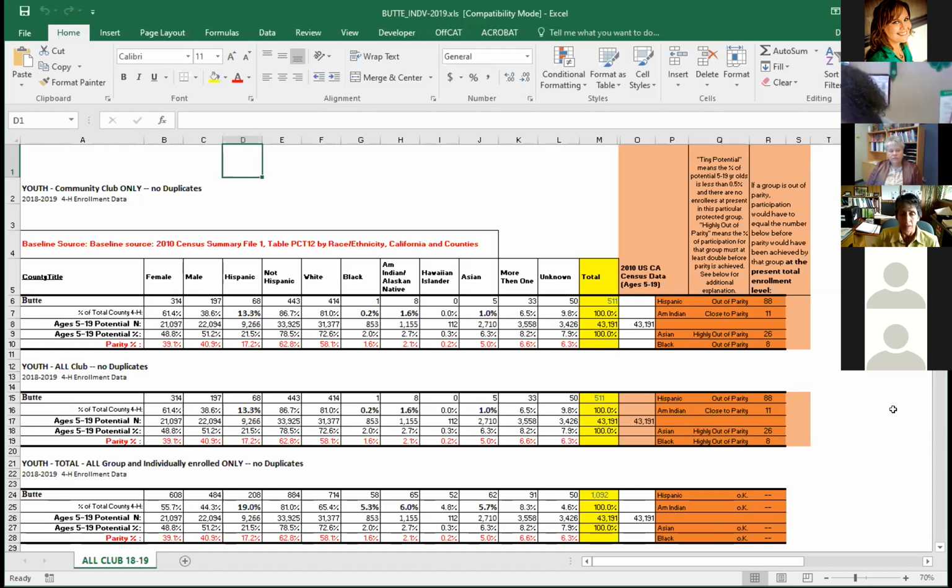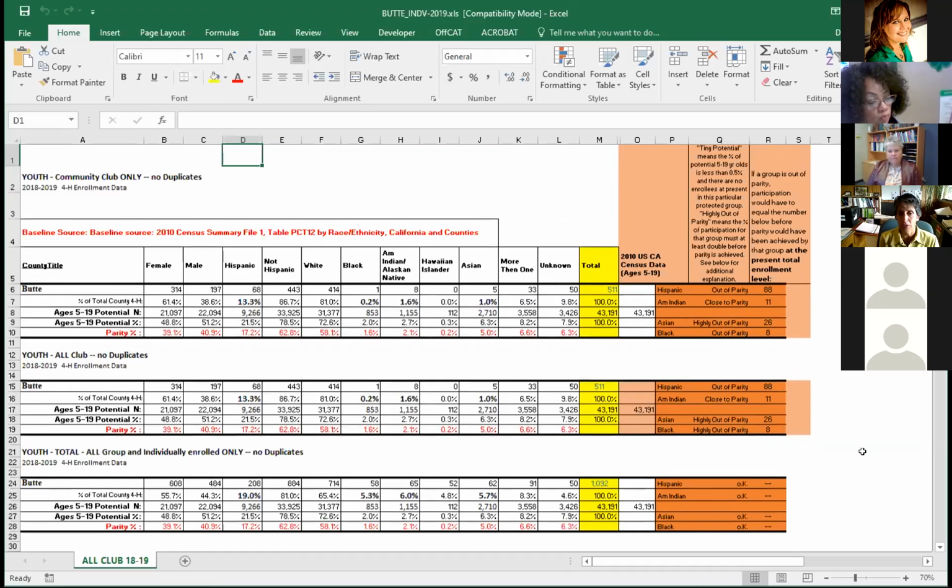So you'll see, Dorina, that there are three boxes here. The top one is the baseline from the census data. The second box is for club enrollment. And then the third box is for all of your group enrollment and individual units. So that's the total. So we're looking at two things: what the club looks like on its own, and then also what your county looks like with club and all your other enrollments.